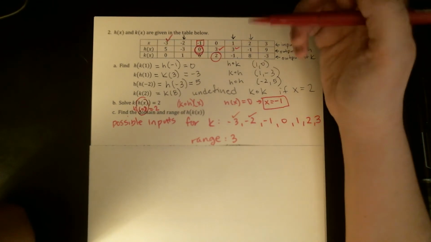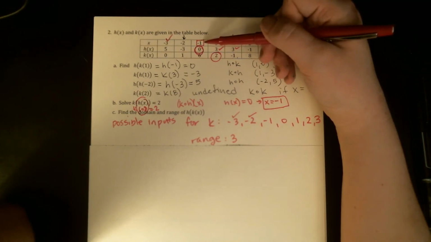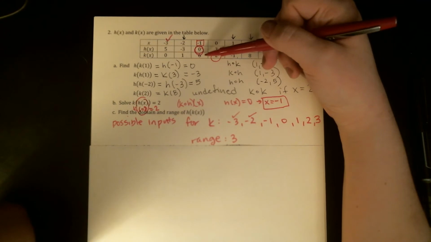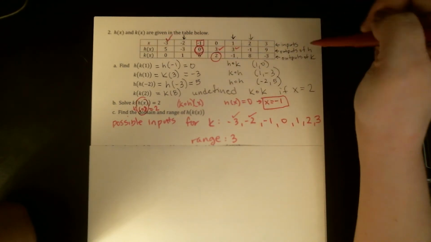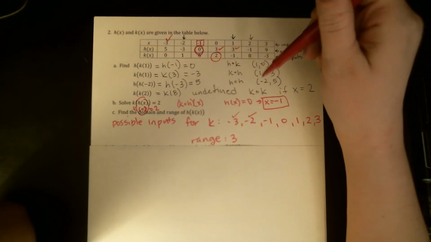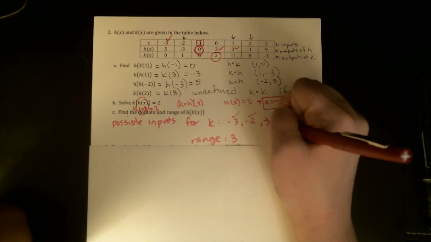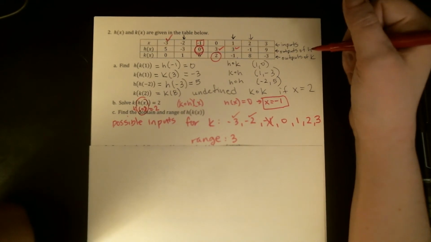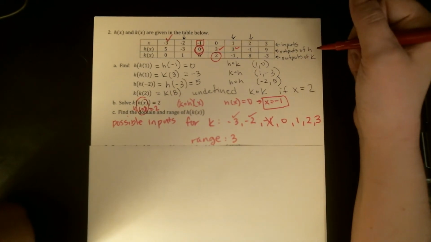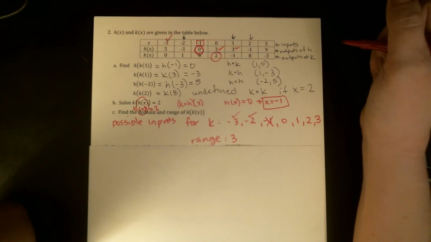-1, if I plug -1 first into k, I get 6. And here's one where I'm going to get stuck. I'm not allowed to plug 6 into either of the functions. So -1 is not a good input, not because it gives me a problem with the inner function, but because what I get from the inner function is not a valid input for the outer function.